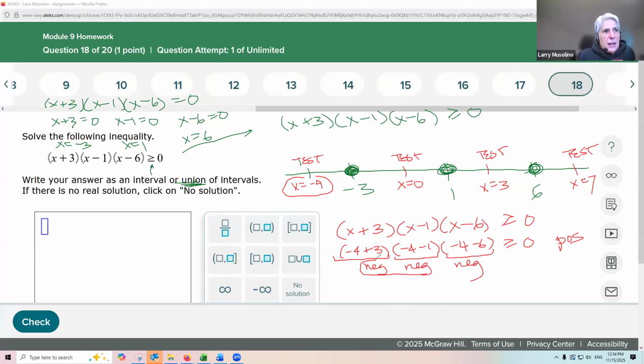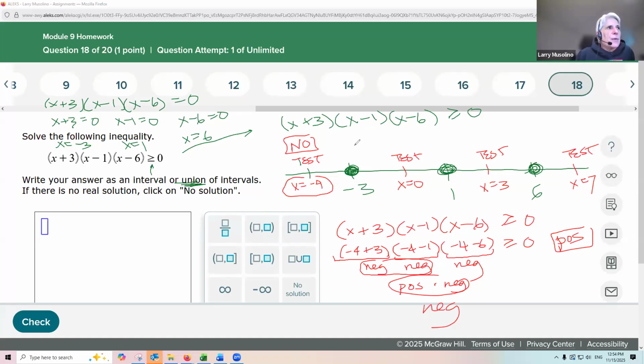Negative times negative is positive. Positive times negative is negative. So this answer is going to be negative, but we need an answer that's positive, right? Greater than or equal to 0 means positive. So this is going to be a no, because if I plug in the test point x = -4 into the original inequality, I get a negative answer, not a positive answer.